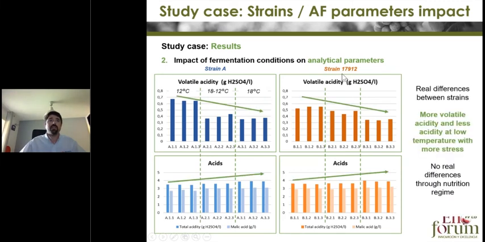What you see actually is that the higher the temperature, the more you decrease the volatile acidity, and you increase the acidity a little bit. But there's no real difference between the nutrition regimes.